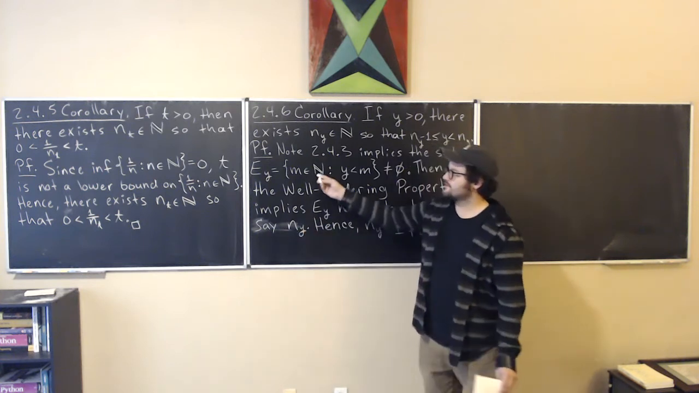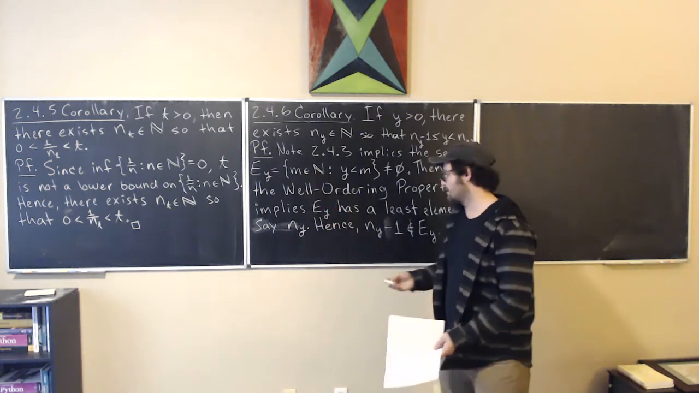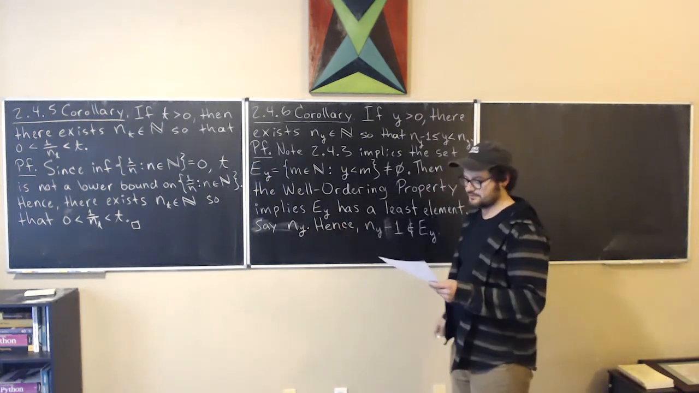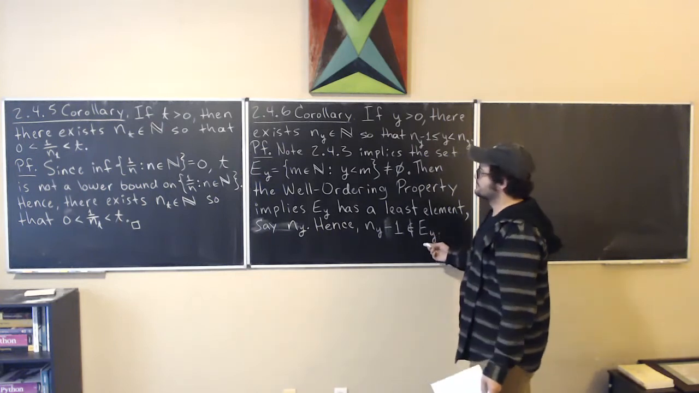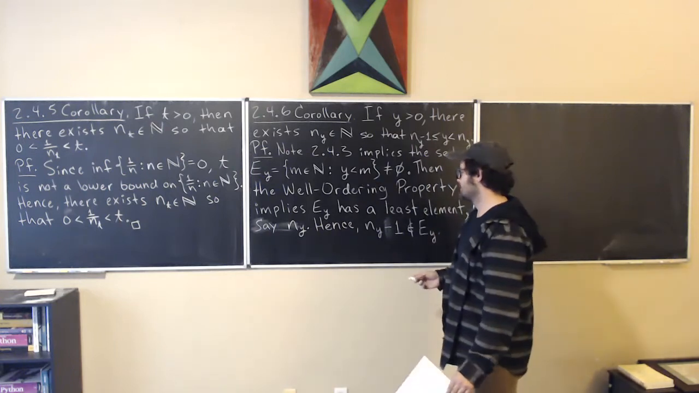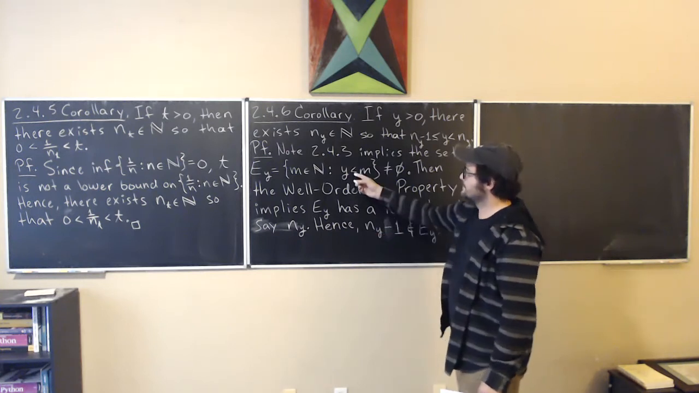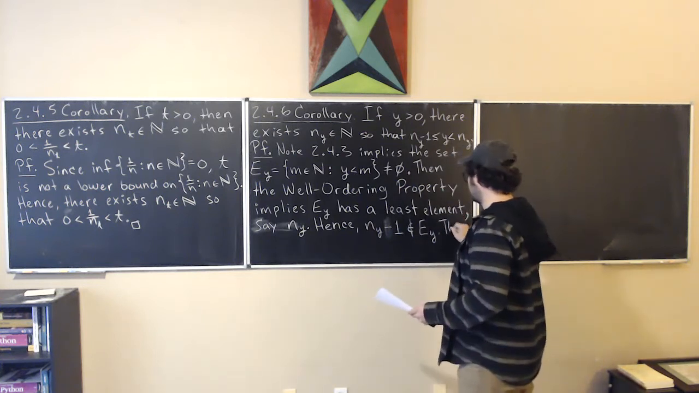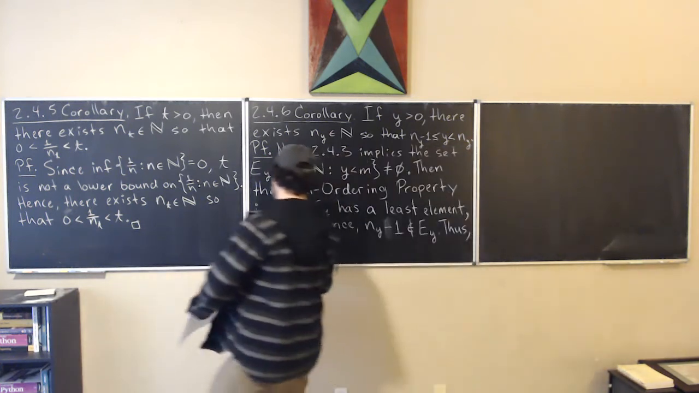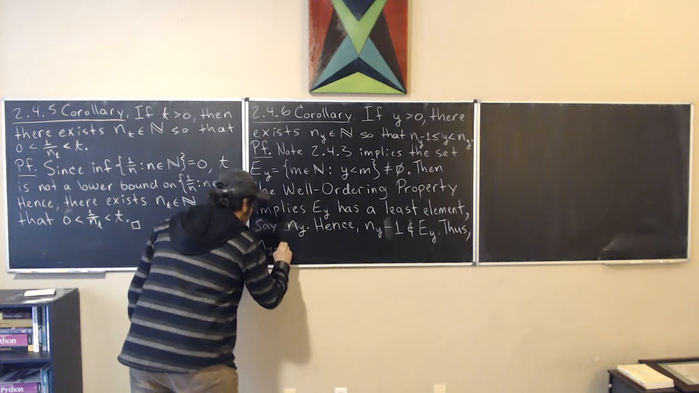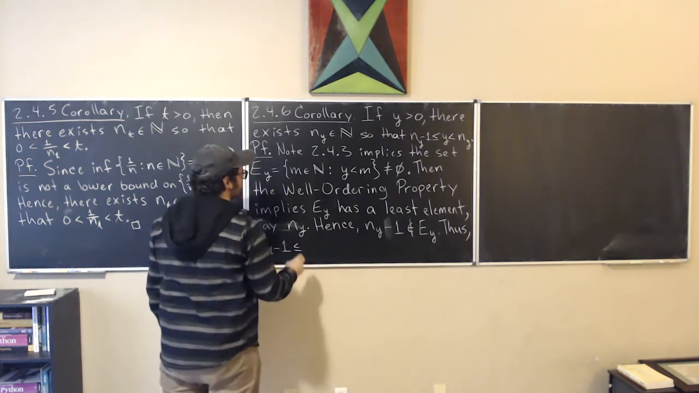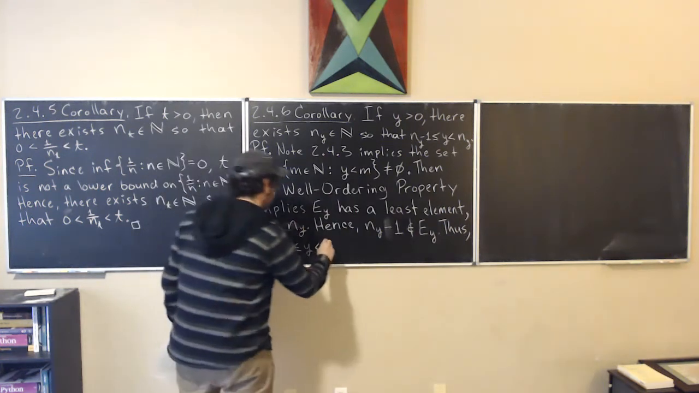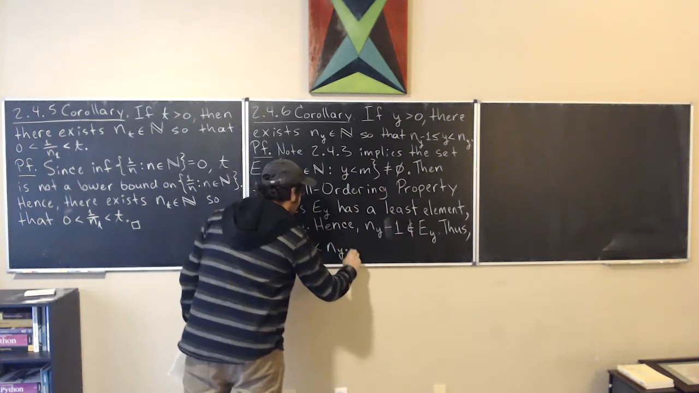Why? Because n sub y is the smallest, least element in that set, E sub y. So if I subtract 1 off of it, then it's no longer in that set. Otherwise, that wasn't the smallest element. So if it's not in that set, it doesn't satisfy this condition, right? Which means that n sub y minus 1 is not greater than y, which means it's less than or equal to y. So thus, n sub y minus 1 is less than or equal to y. And since n of y is in that set, it's greater than y. And then we're done.